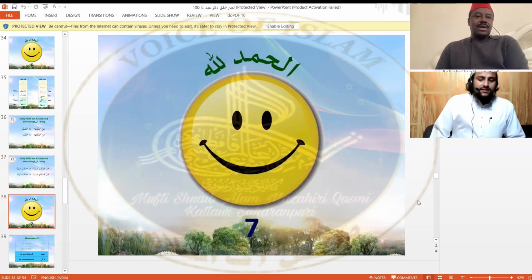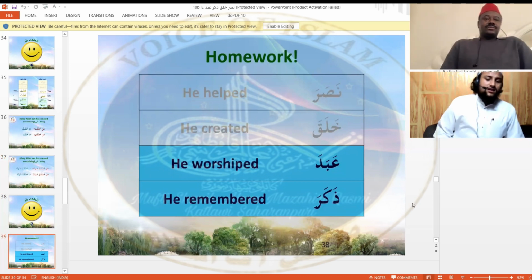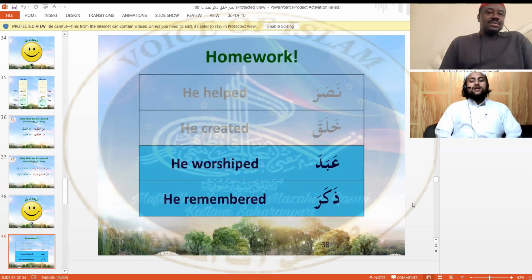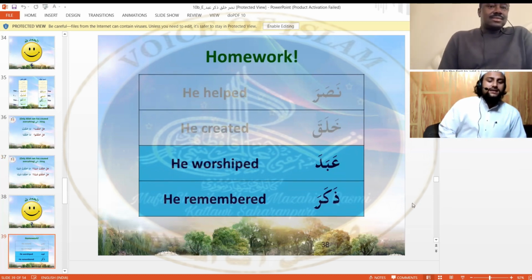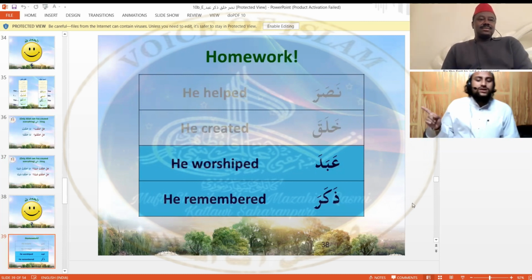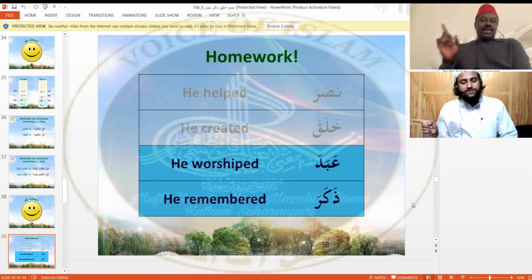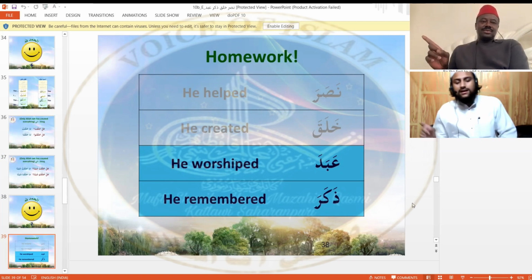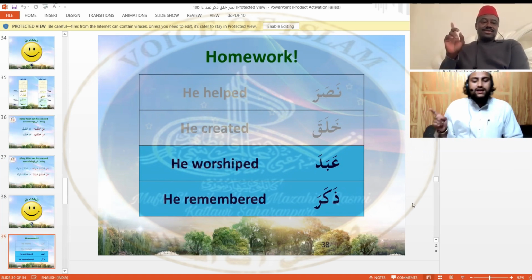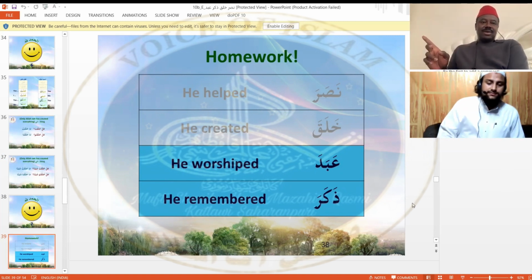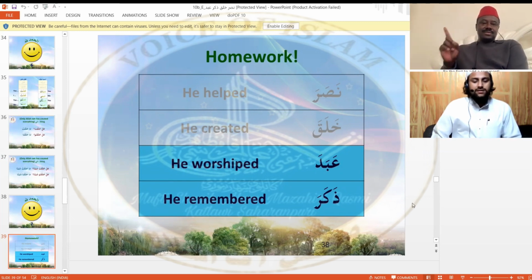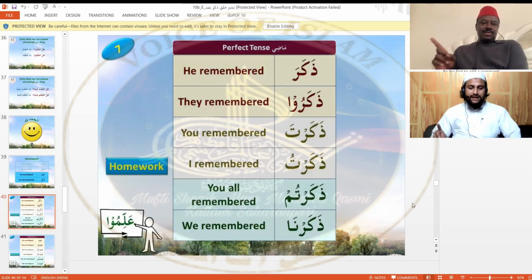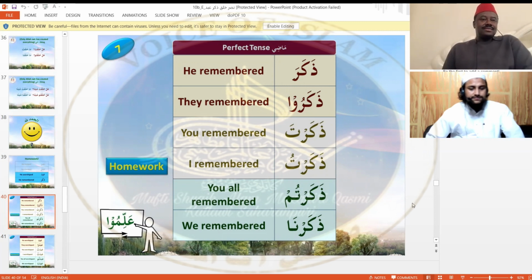Ma khalaqat. We have done nasara khalaqa. Now let's do abada dhakara. Abada, he worshipped. Dhakara, he remembered.